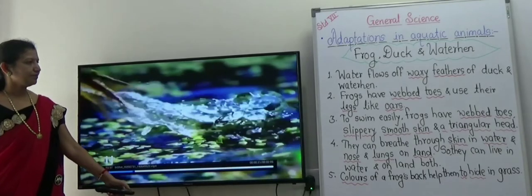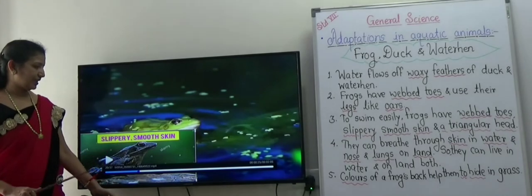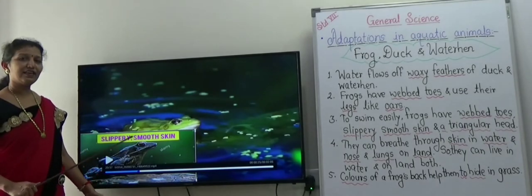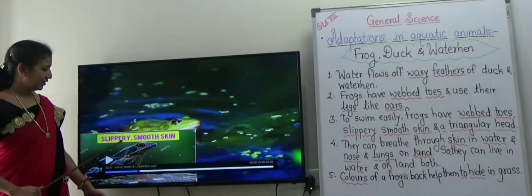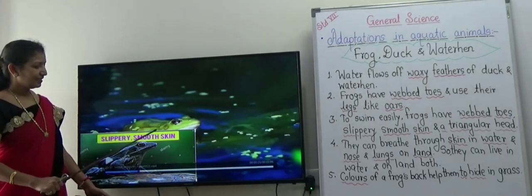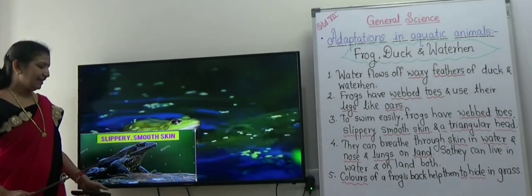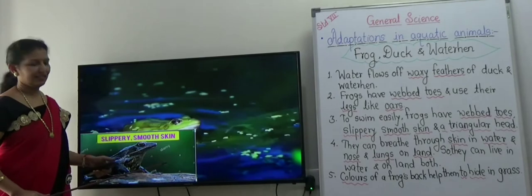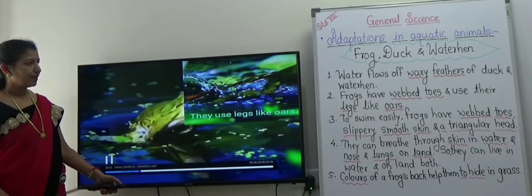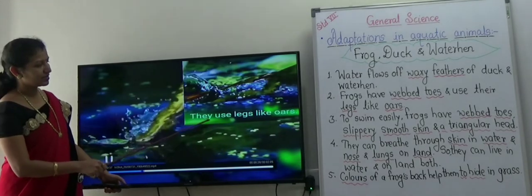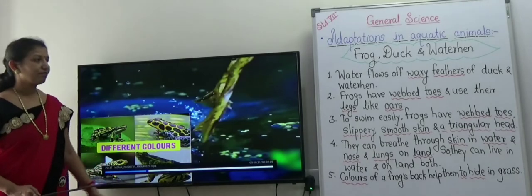Then it also has slippery smooth skin. If you have touched any frog, you must have felt that it has very smooth skin, and it slips off very easily from our hand. Then, just now we have studied that they use their legs like oars.